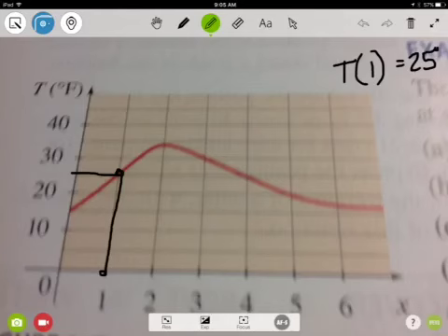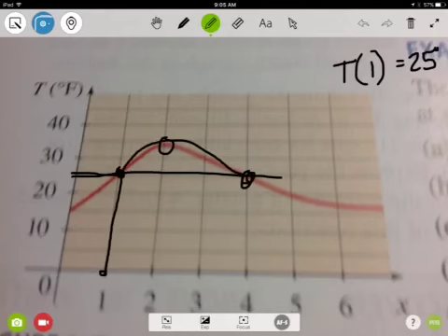It'll ask you things like which one's larger, T2 or T4. Well, that's just looking at which one's higher on the hill. T2 is definitely the higher one. It'll say which one's equal to 25, so I can draw a line at 25 and say it's at 4 and it's at 1. Or I could say which one's larger than it, and it goes from 1 to 4.